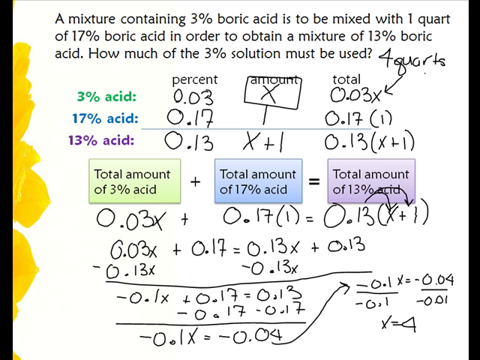If I was to ask you how much is my total solution, well, that would be right here, where I take the total amount of 3% acid plus the total amount of 17% acid. And what would that be? Well, x is 0.4. 0.4 plus 1 is 1.4. So in the end, I would end up with 1.4 quarts of the 13% acid solution.